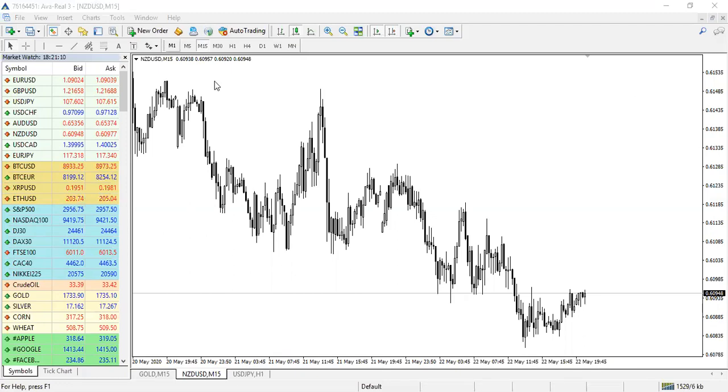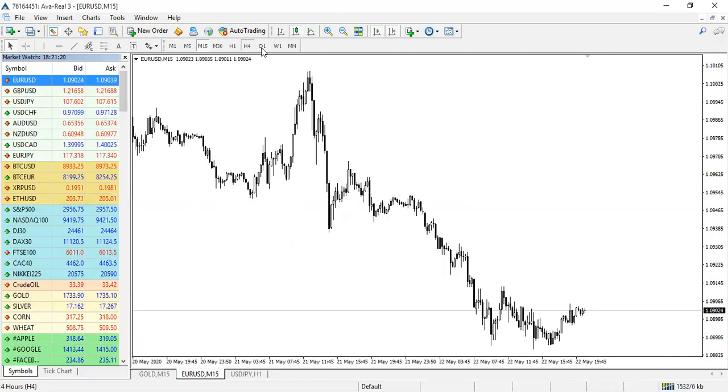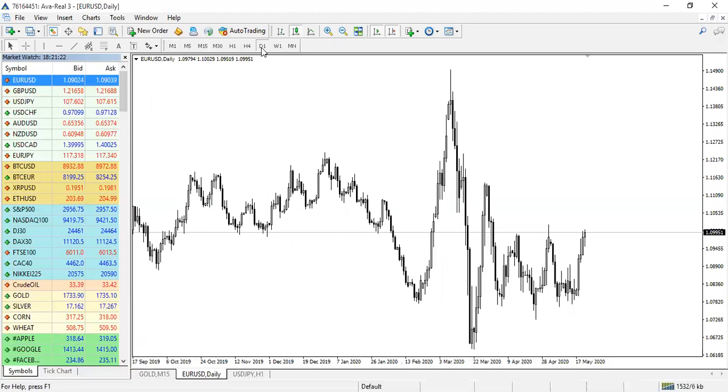So what we were looking at earlier was that when we do analysis, the first thing we do is look at the higher time frame. The reason we look at the higher time frame is because we want to check the direction where the market is going. So we look at the higher time frame to check for direction.